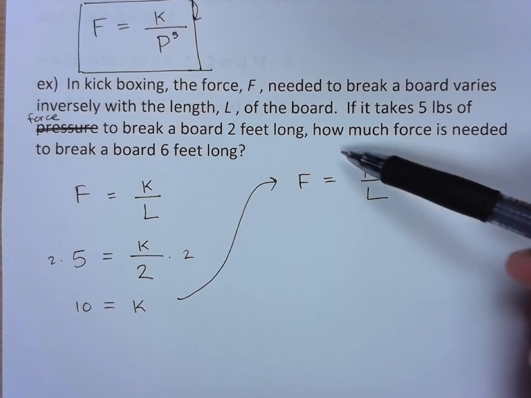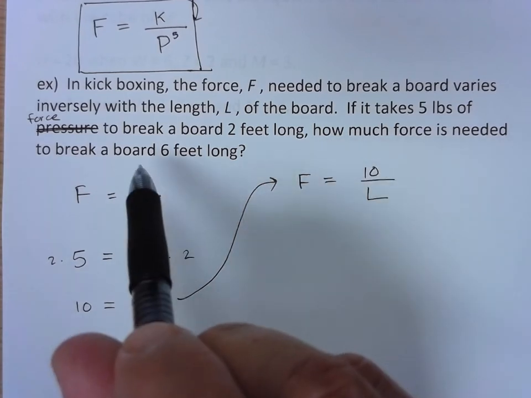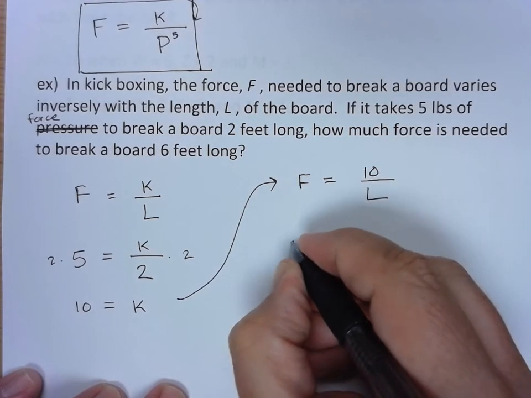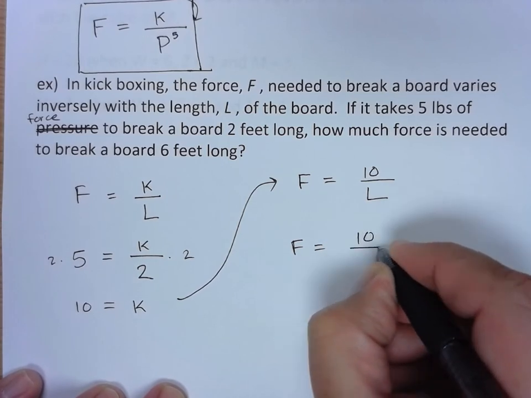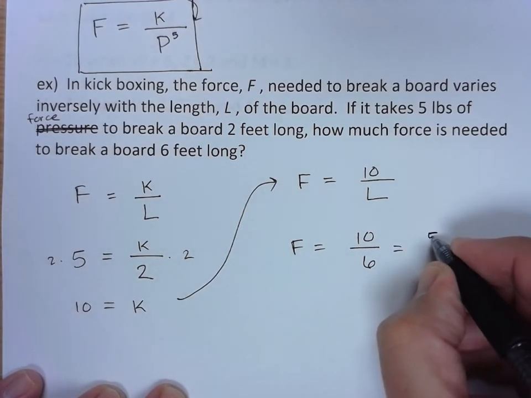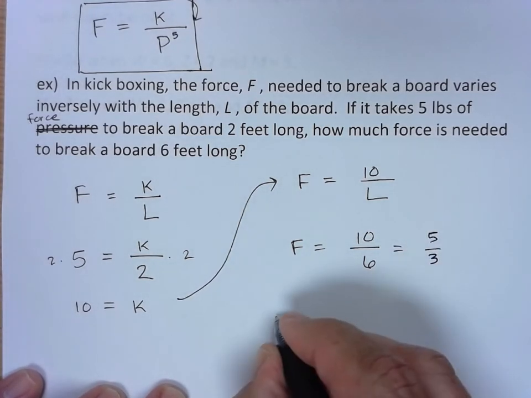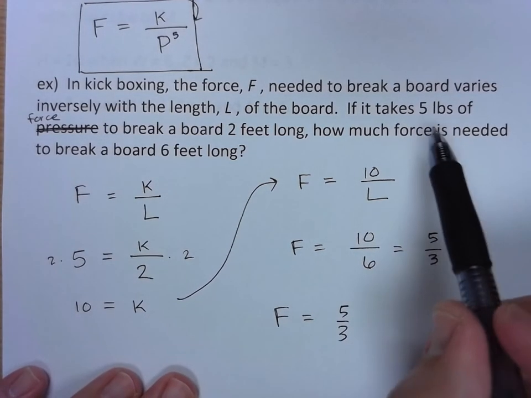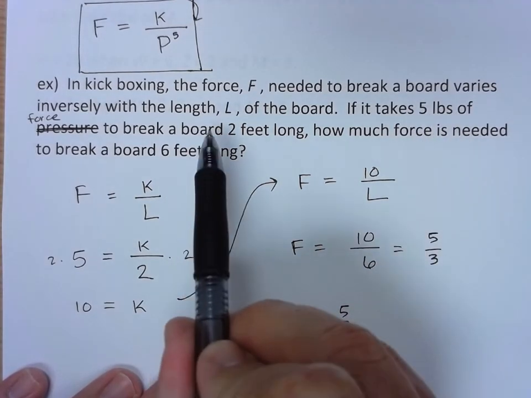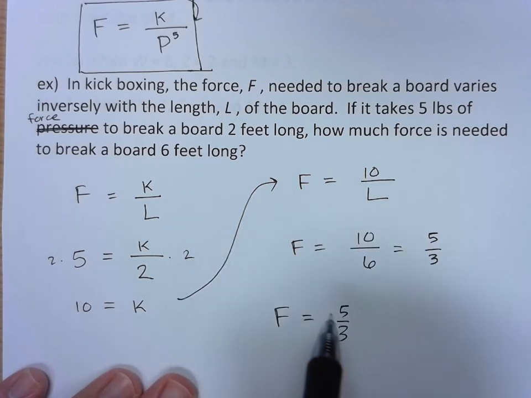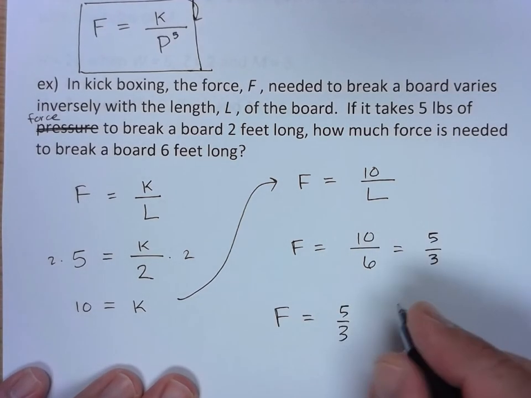So then finally what's asked is how much force is needed to break a 6-foot long board. So if we know the length goes to 6 feet, force is going to equal 10 divided by 6 feet long. So 10 divided by 6, that reduces to 5/3. So the force is going to equal 5/3, and be careful of your units. Force is measured in pounds and length is measured in feet. So since we're given 6 feet for the length, this corresponds to 5/3 being F. If F equals 5/3, we have to use F's units to represent that answer.